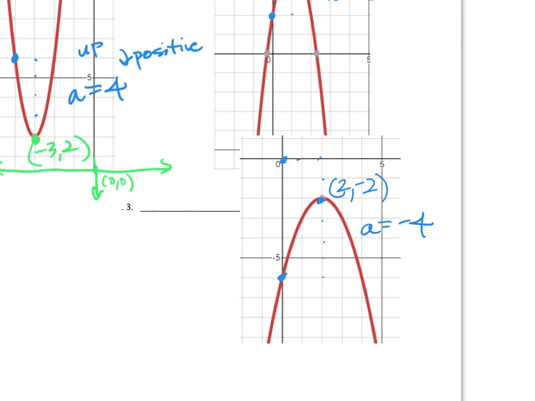How do we write all that? Y is equal to, a is negative 4, our x minus that 2, remember, it's the opposite of that 2, squared. And then it's also a minus 2. I usually don't like to have too many of the same number, but that's what happened on that one. Okay, so that's graph to vertex form.